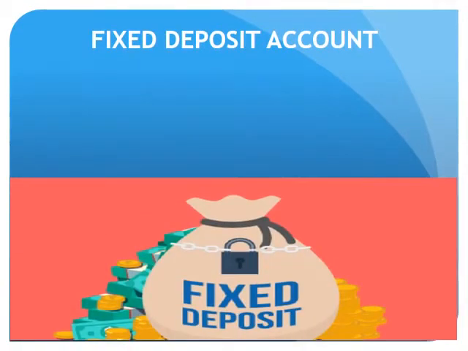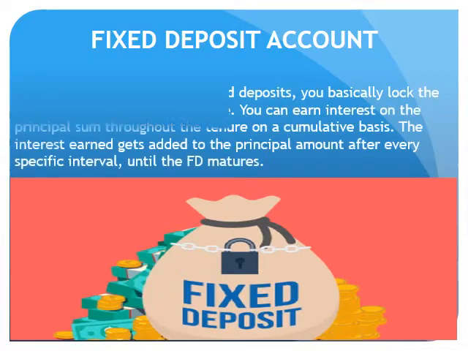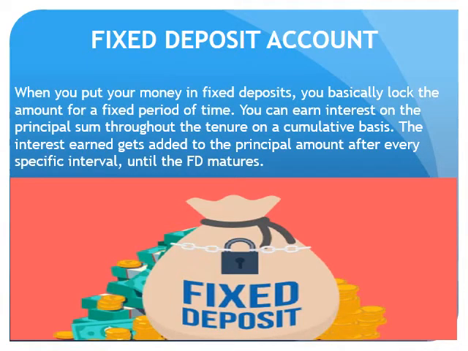Last but certainly not least, fixed deposit account. So, how does it work? When you put your money in fixed deposits, you are locking that deposit for a specified period of time. Now, over specified intervals, an interest rate gets added to your principal amount, and when your FD matures, you get your amount back along with the interest that you earned along the way.